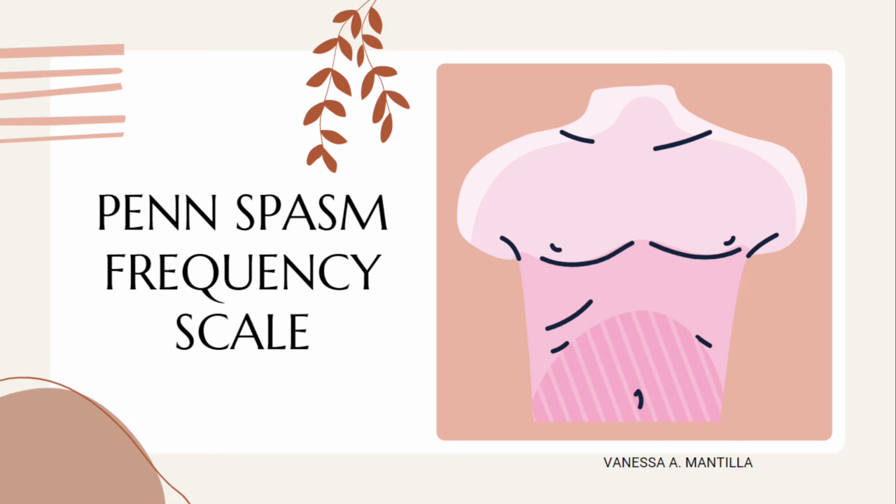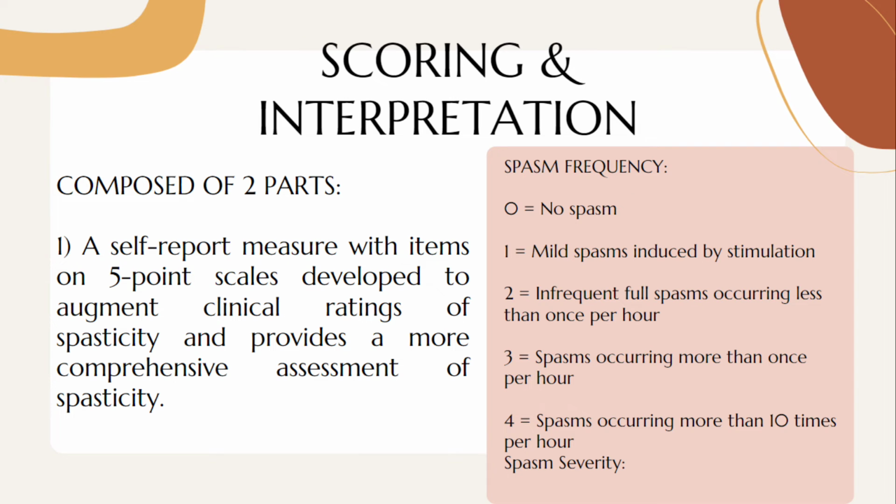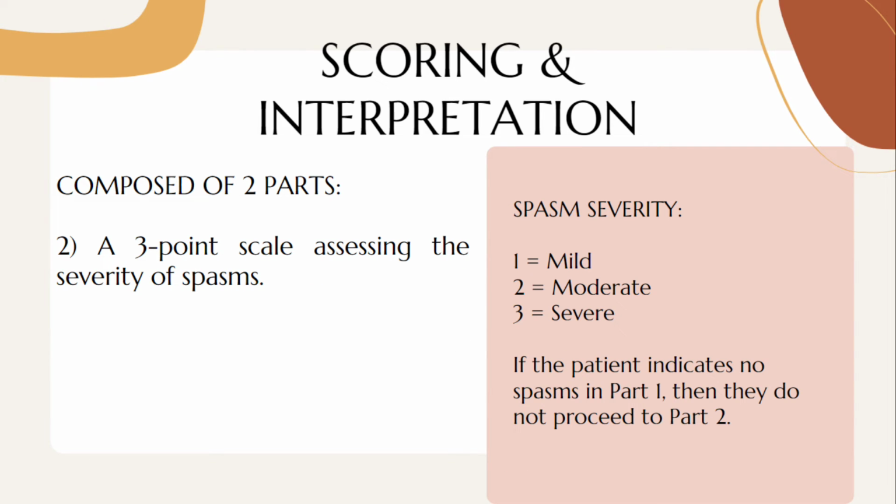Moving on to our second outcome measure, the Penn Spasm Frequency Scale. This scale is a 2-component self-report outcome measure that assesses patients' perception of spasticity frequency and severity following a spinal cord injury. For its scoring and interpretation, this scale is composed of 2 parts. The first part measures how often muscle spasms occur using a 5-point scale, and the second part is a 3-point scale assessing the severity of spasms.